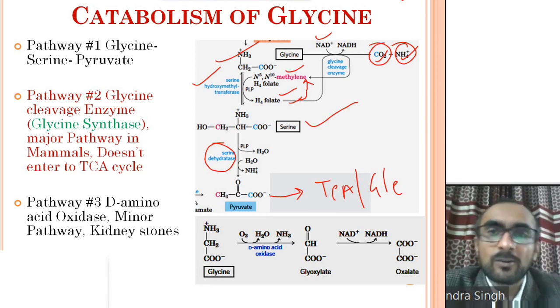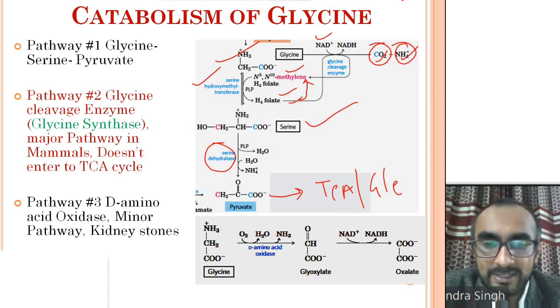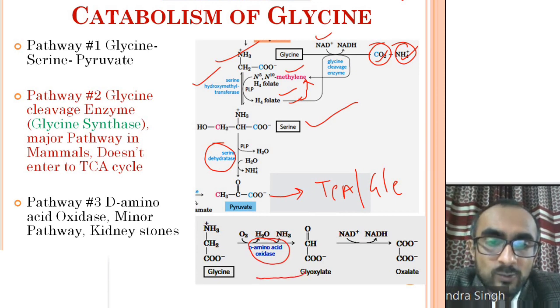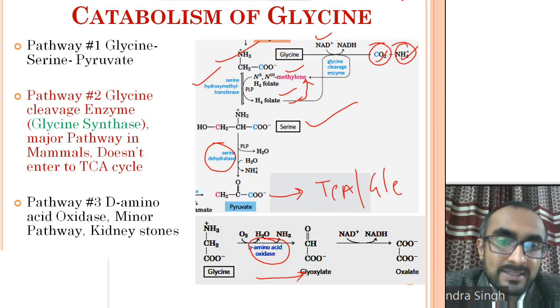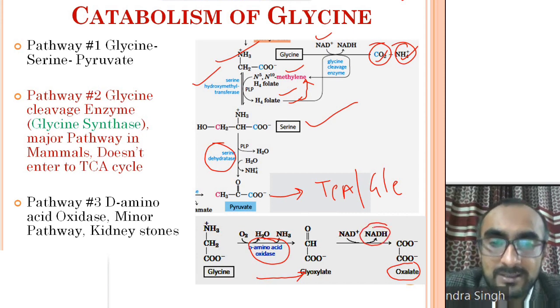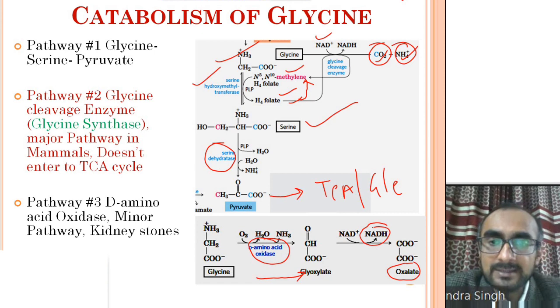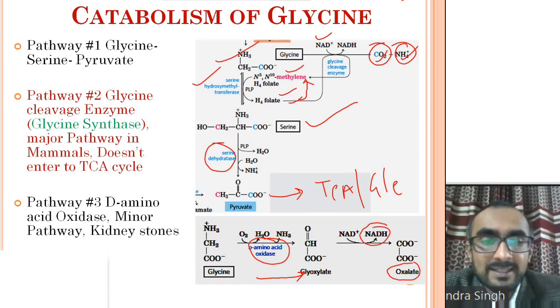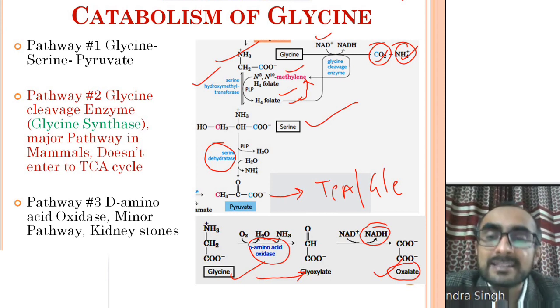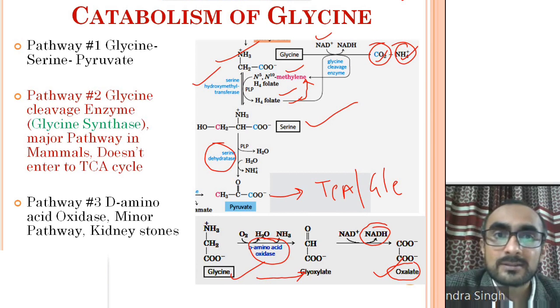In the third pathway of glycine oxidation, D-amino acid oxidase oxidizes glycine into glyoxylate, and this glyoxylate is further oxidized to oxalate, where NAD+ is reduced to NADH. This reaction is found in kidneys, and it's a minor pathway where glycine is converted into oxalate. In high concentration, oxalate crystallizes, and that's responsible for most of the kidney stones in the kidney tubules.